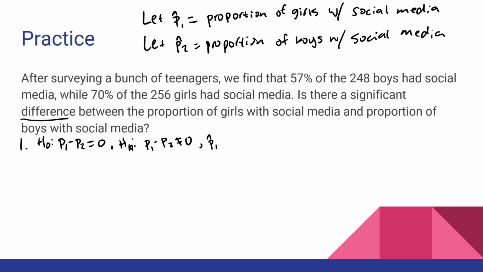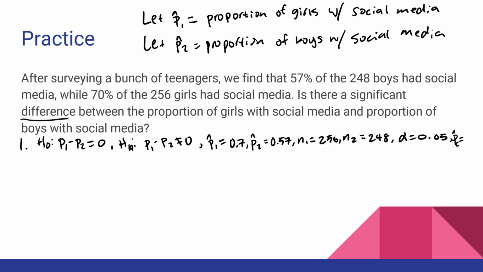And then we give our important numbers. So p hat 1, since we said it was the girls, is 0.7. P hat 2, because it was the boys, is 0.57. N1 is equal to 256. N2 is equal to 248. Our alpha value is 0.05 because it was not specified in the question. And then we need our p hat c. Geez, I'm running out of space.